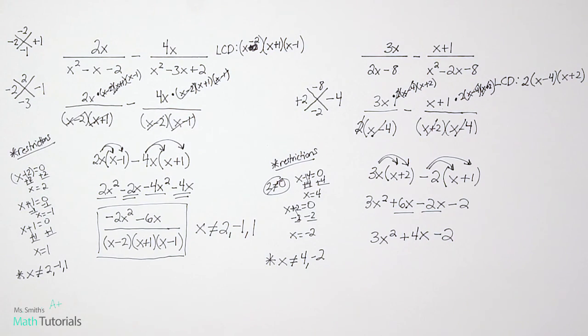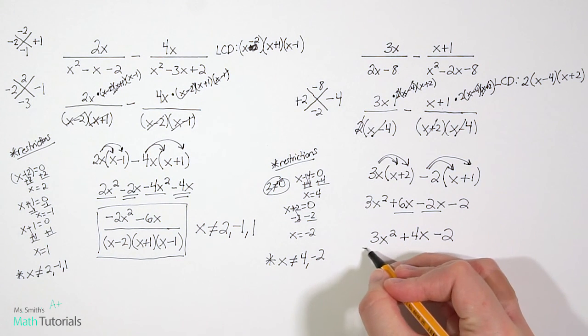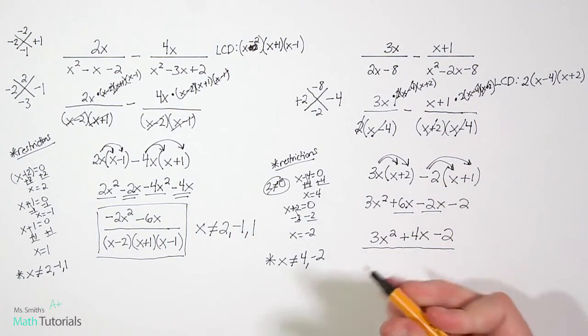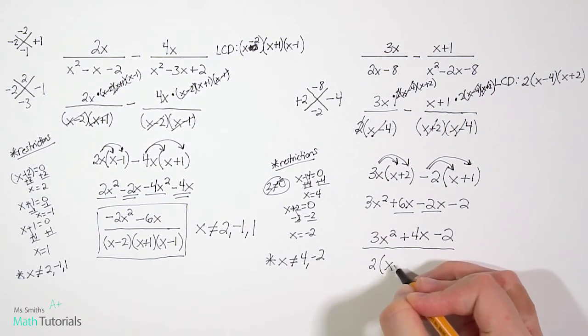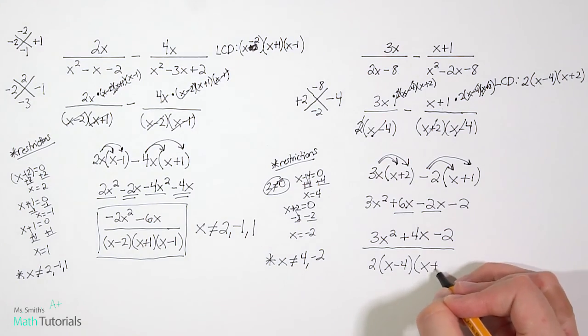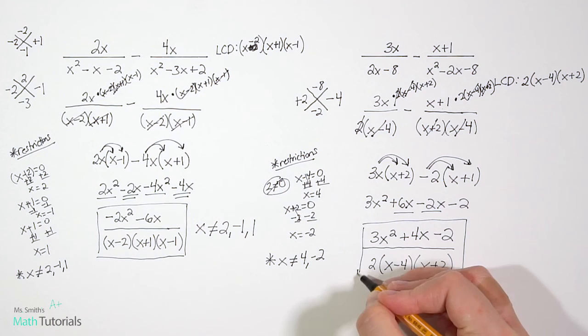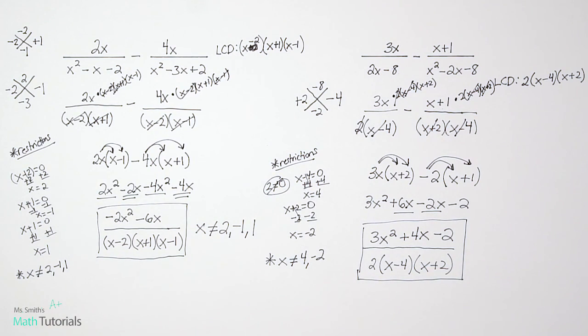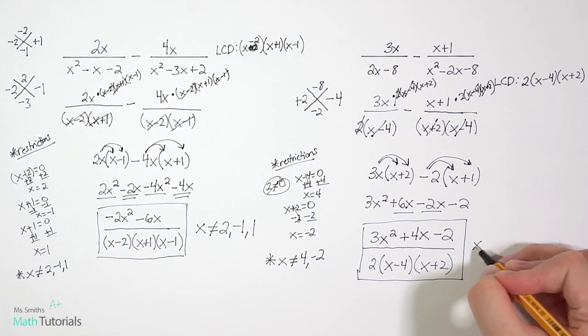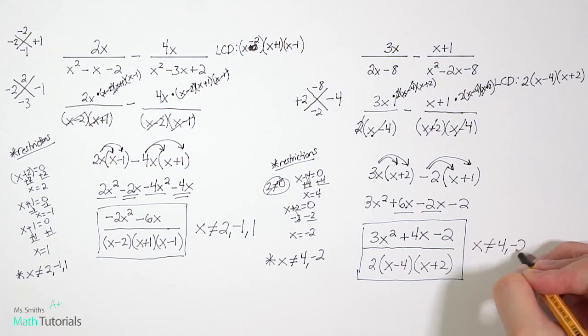But we can't forget our final step, which is we take our simplified answer and we put it over the original LCD. 2, x minus 4, x plus 2. And this is your simplified answer. But then we do want to note the restriction of x cannot equal 4 or negative 2.